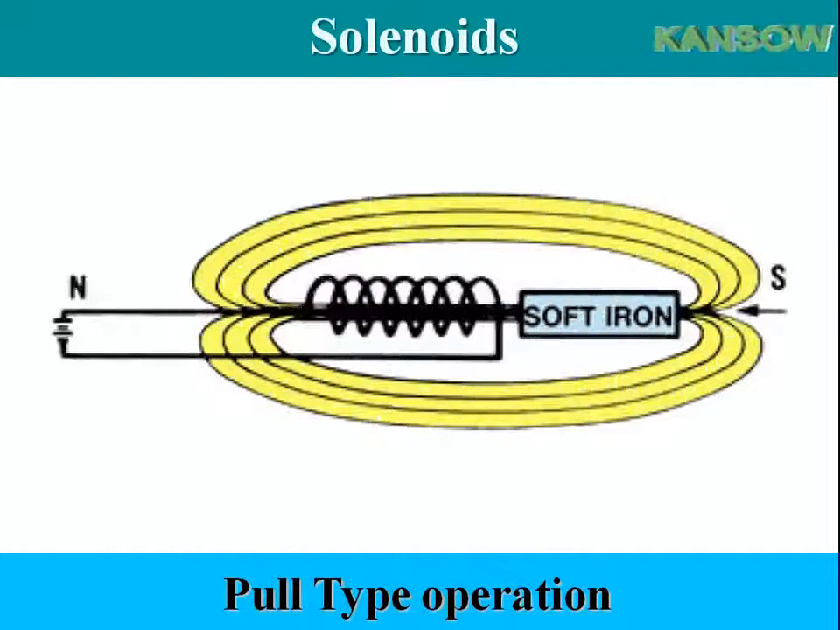As current flows through the winding, a magnetic field is created. These magnetic lines of force want to be as small as possible. If an iron core is placed near the coil that has current flowing through it, the magnetic field will stretch out like a rubber band, reaching out and pulling the iron bar into the center of the coil.